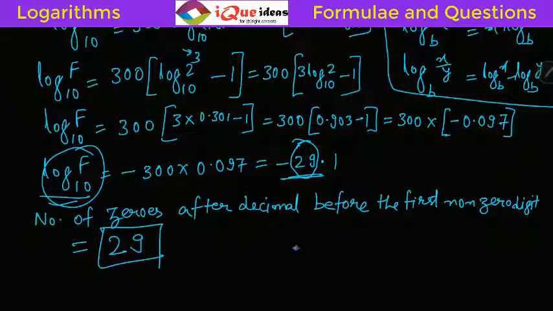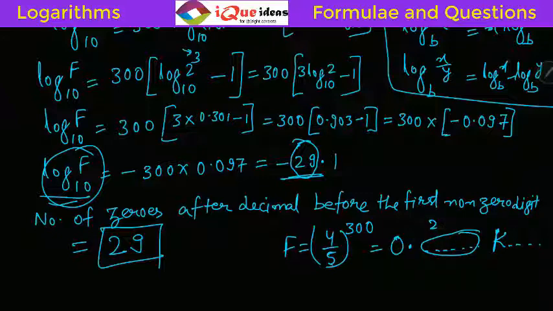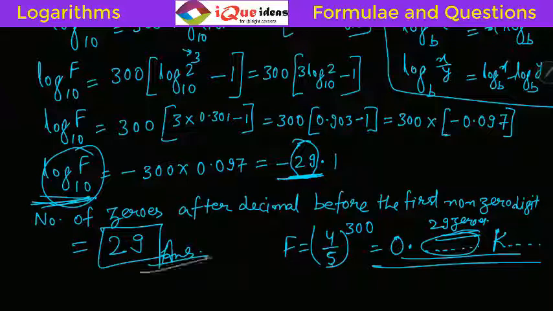Right? So if I calculate the actual value of f, in this case (4/5) to the power 300, we will get a very small number, in representation like 0 point something, right? And then the first non-zero digit will appear, let's say k, and so on. So from after the decimal to k, the number of zeros in this space is 29. That is what the question means to say, right? But we don't have to get into details of this. We just have to calculate the log value of that number, and we take the integer part of that log value. That will be our answer. All right. So the answer to the first question is 29 zeros.